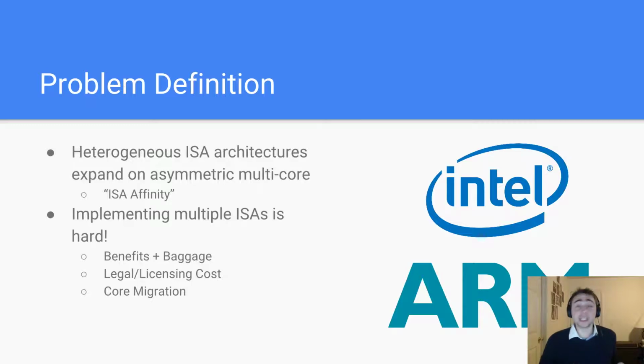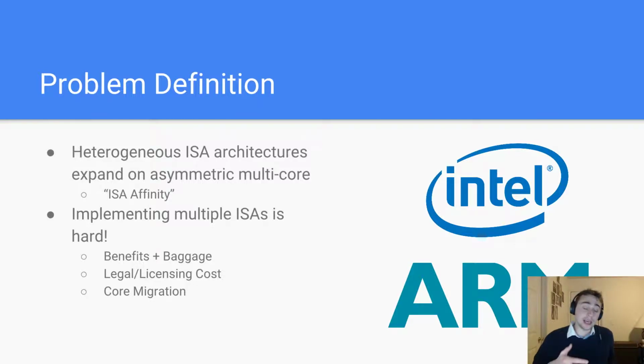Heterogeneous ISA architectures expand on asymmetric multi-cores. Not only do you have differently sized cores, you have differently sized cores that run different instruction sets. That expands on this idea of ISA affinity. You've got certain programs or certain types of tasks that are better within a certain ISA than they are in another. It's naturally suited for one ISA over another. The problem is this is hard.